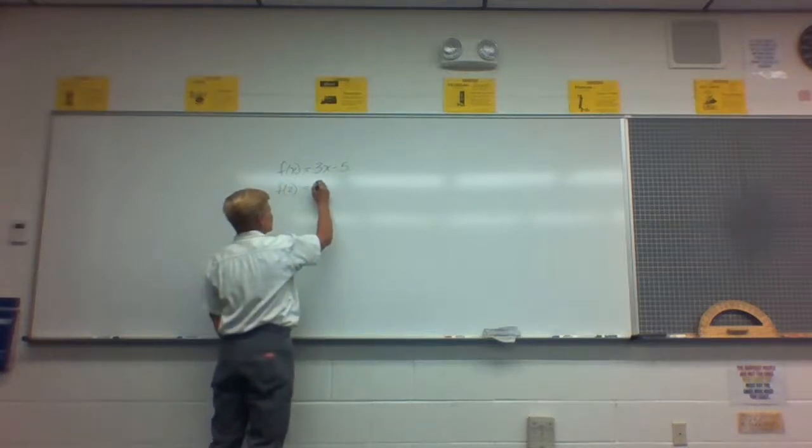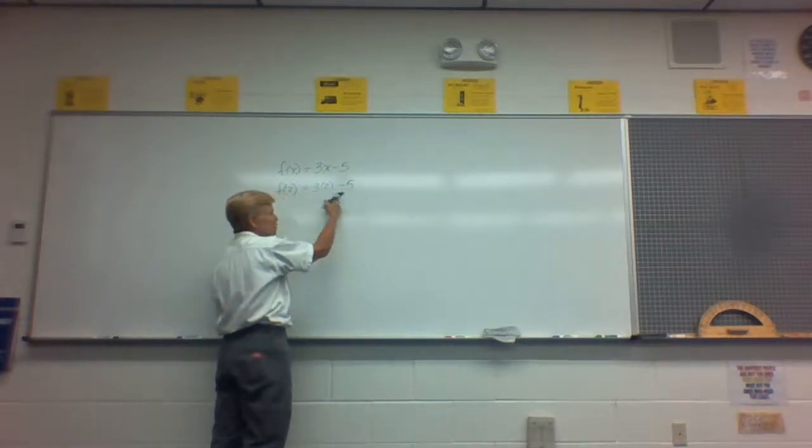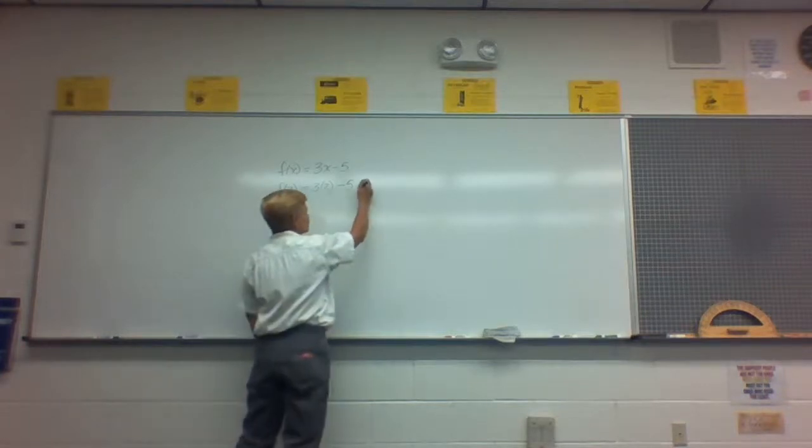And so this would be 3. This is what you would think in your head, or you could write it down, 3 times 2 minus 5. And then you do the arithmetic. You multiply first, and then you subtract, and that is 1.